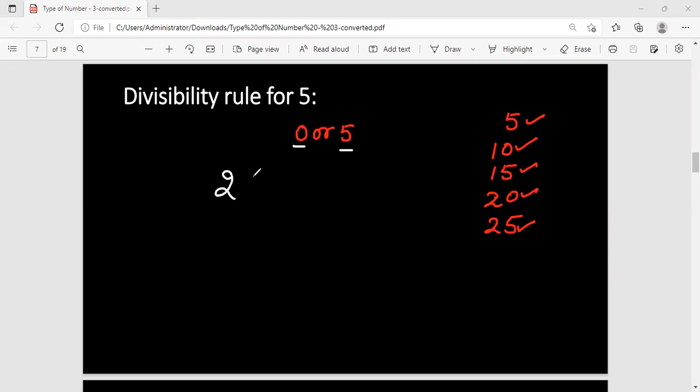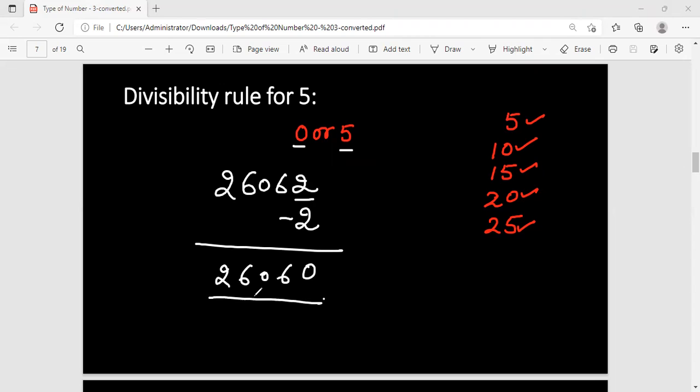So can I say that 26062 is not divisible by 5? Why so? Because the unit place is neither 0 nor 5. If I ask you what should be subtracted from this number to make it divisible by 5, definitely we'll be subtracting 2. So we'll get this, right? This is the answer.